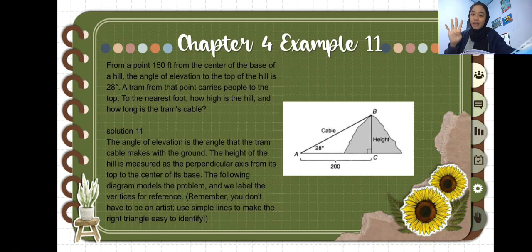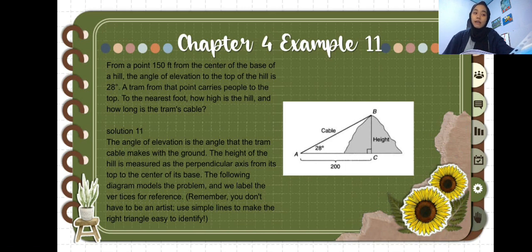Chapter 4, Example 11. For a point 200 feet from the center of the base of a hill, the angle of elevation to the top of the hill is 28 degrees. A tram from that point carries people to the top. To the nearest foot, how high is the hill and how long is the tram cable?